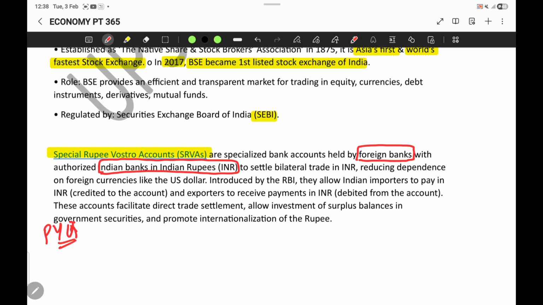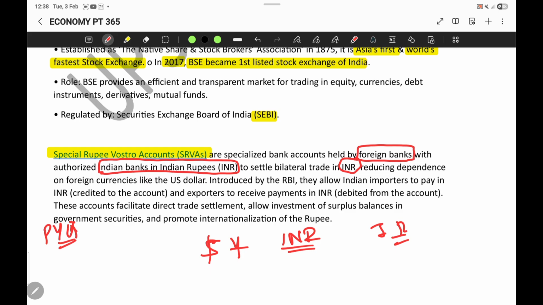Foreign banks hold accounts with Indian banks in Indian rupees to settle bilateral trade in rupees, reducing the dependence on foreign currencies. See, if any trade is carried on, I have to pay in dollar, yen, etc. Instead of that, because it is settled in Indian rupees, it is very easy. So these special rupee Vostro accounts are very useful. We can reduce the dependency on foreign currencies, and internationalization of the rupee is very easy.